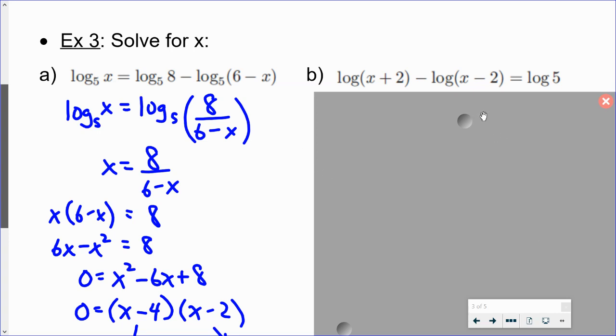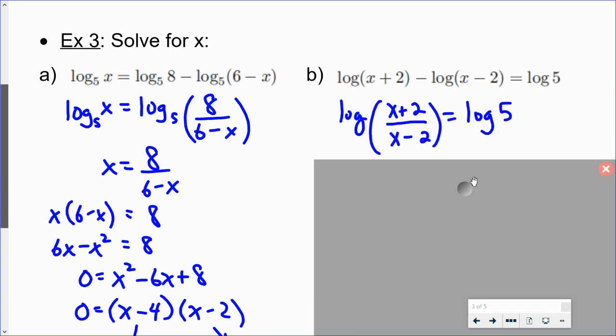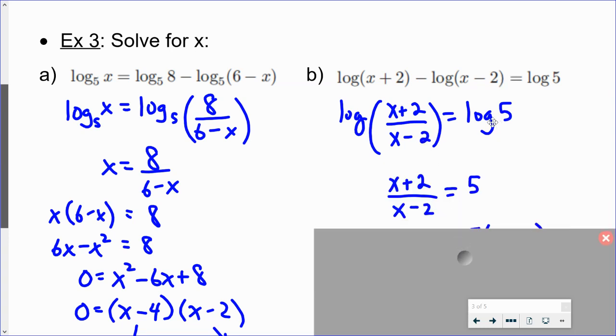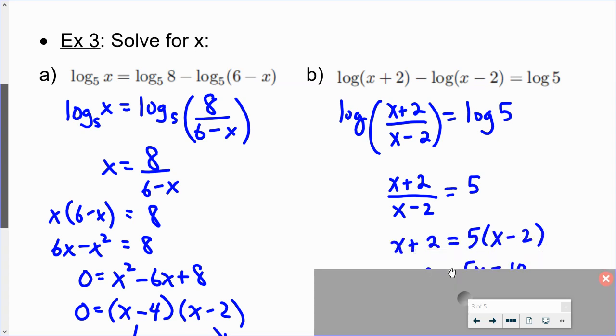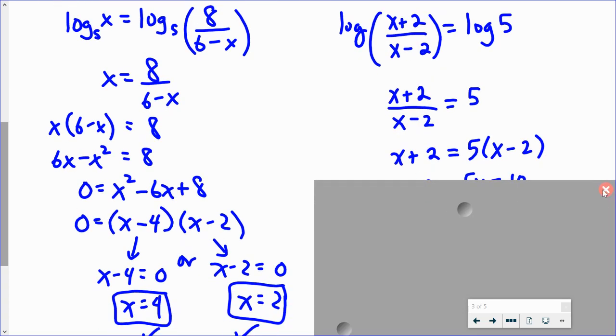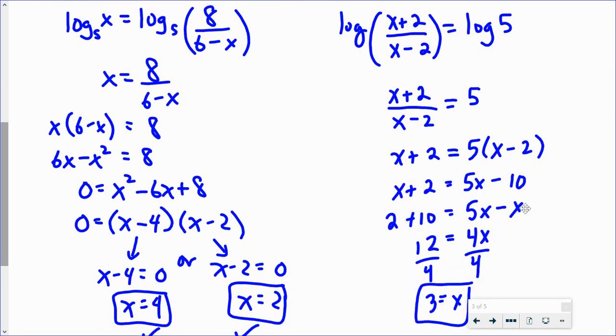Okay. In my last one here, I'm going to start by combining these two together into a single log. Since I'm subtracting the logs, I can keep the log and divide the two values. Then I can say that I can equate their values together, and I can solve for x. Doing a little bit of algebraic manipulation, I end up with x equal to 3.